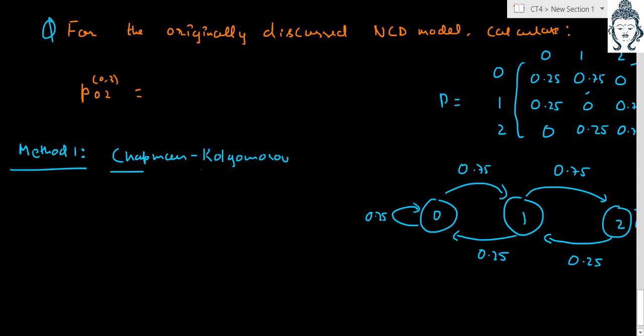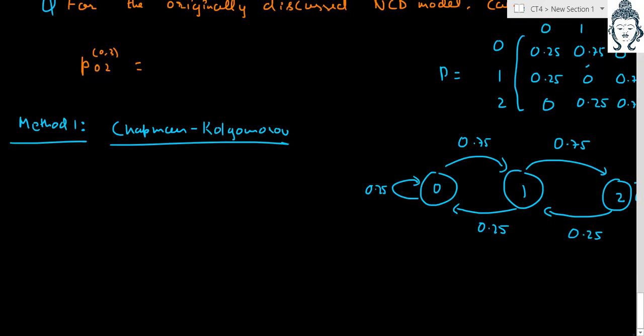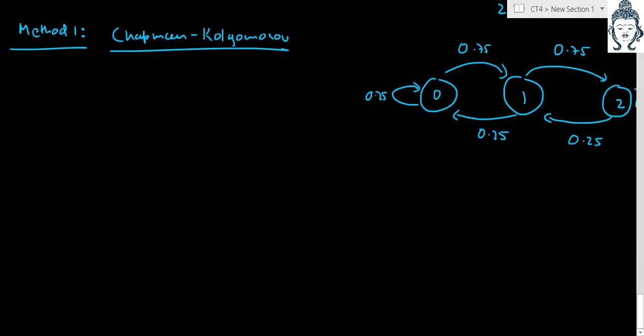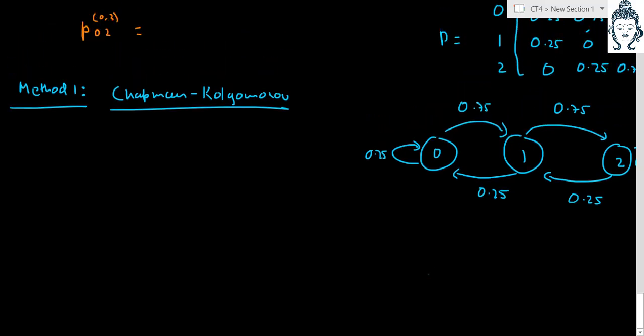Okay, method 1 is the Chapman-Kolmogorov equation. This is just your probability common sense, the way I'm going to do it. What I want is to be in state 2 at time 3, and initially, at time 0, I am in state 0. So this is what I want.